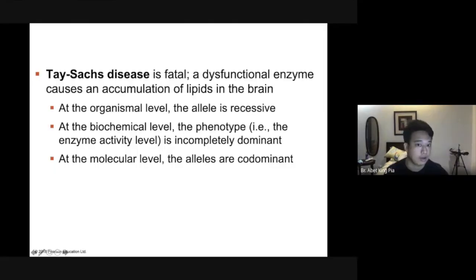Alright. Now, topics on codominance and recessive, incomplete dominance. So, itong sakit na to, Tay-Sachs disease, it's a dysfunctional enzyme. A dysfunctional enzyme causes an accumulation of lipids in the brain.